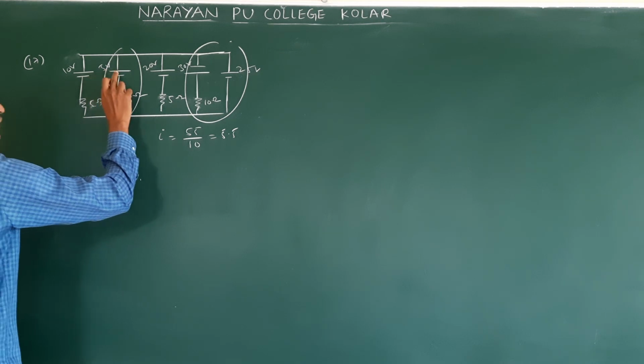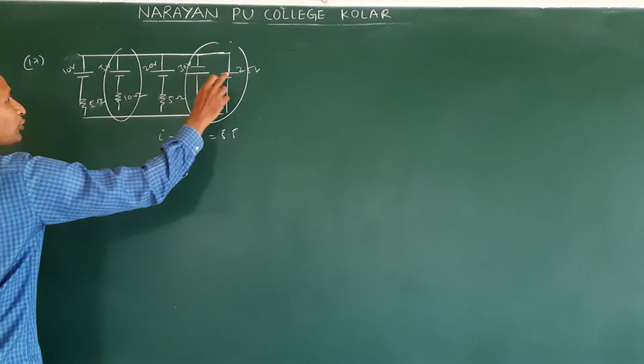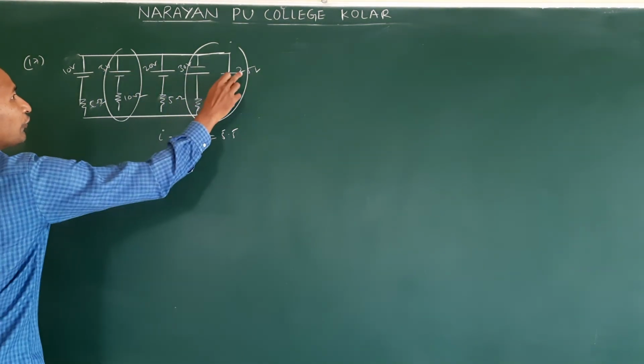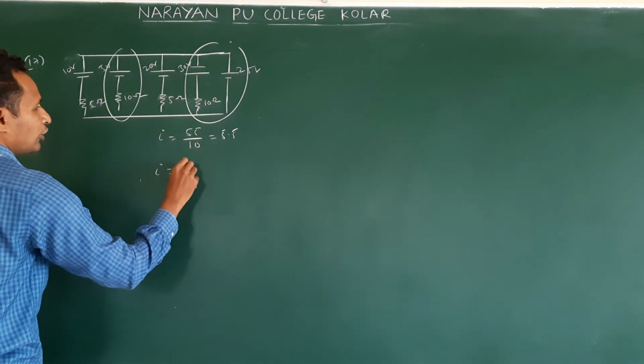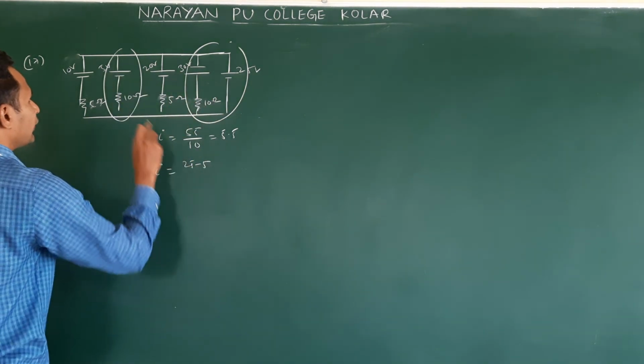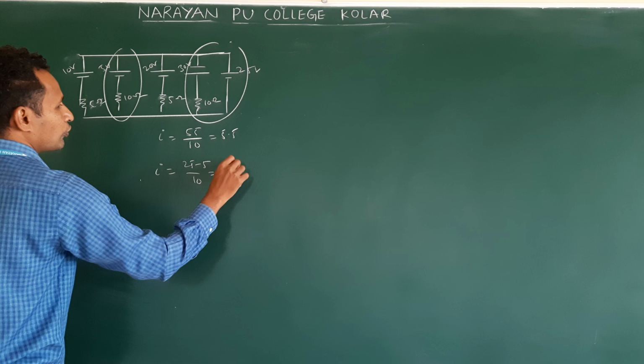Next, here, come to here. 25 and 5. Which component here? What did they connect? Positive, positive. Then I is equal to, when they connected positive to positive, subtract. 25 minus 5 by, what is that? 10. So 20 by 10.